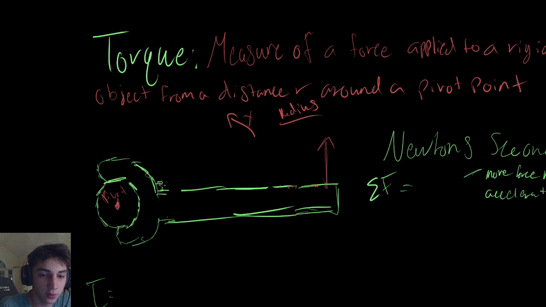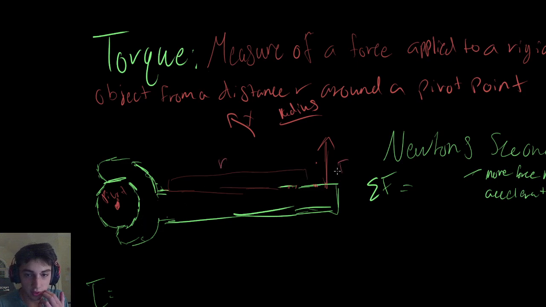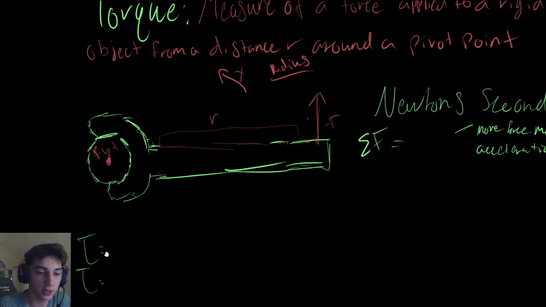And doing so, we're pushing from a distance. So this is our radius, this is the radius r, and this is our force. So our force is perpendicular to our pivot point. If we're looking at our equation, this is just force times radius. It gets us our torque. So that's just radius times force.